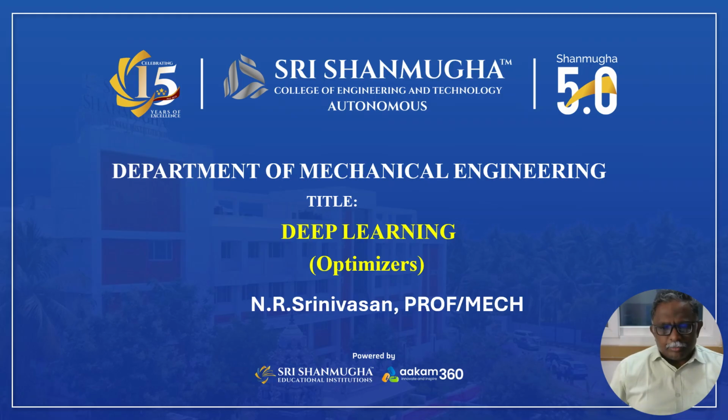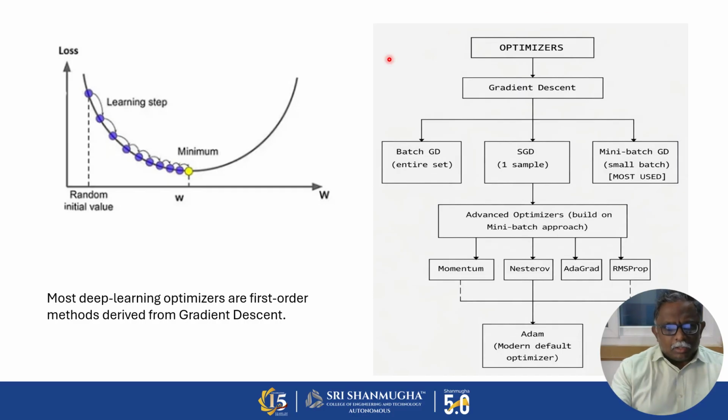Today, I'll be talking about the optimizer, which is a most important topic in deep learning because it tries to minimize the loss function. If you look at the diagram, that is loss versus model parameter, that is weight, and the initial weight is going to be here. When you apply the gradient descent method, it will reduce the loss function. This is the point where you get the global minimum, and most of the optimizers are first order optimizers which are derived from the gradient descent.